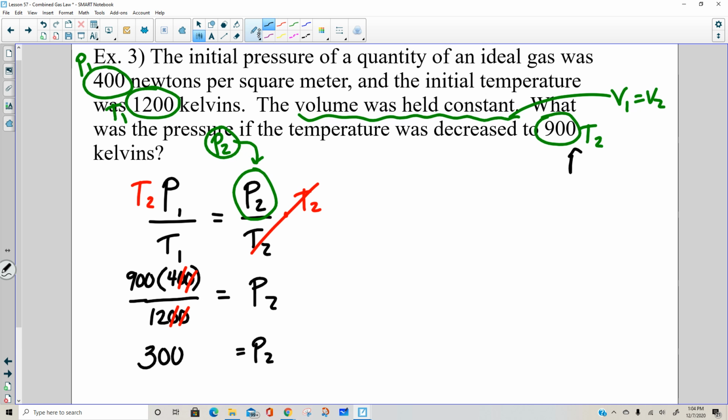And Rowan, could you look back up at the text and find the pressure units? What are the pressure units that we're using? Beautiful. So that's a capital N over M squared. All right, guys, that is the ideal gas law. Good job.